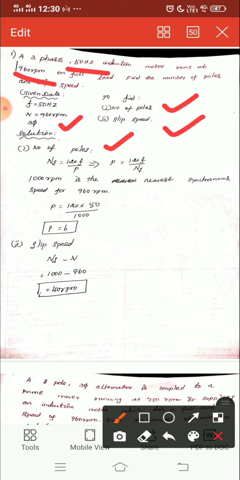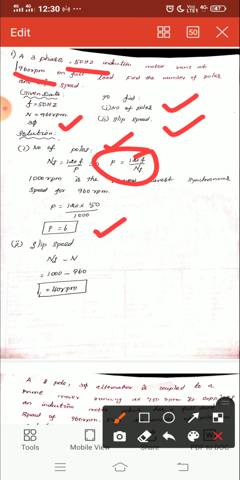Number of poles, the formula P is equal to 120 F by Ns. Here the 1000 rpm is the synchronous speed. It is nearest to the rotor speed 960 rpm. So we assume Ns is equal to 1000. So substitute the value, we get the number of poles is equal to 6.